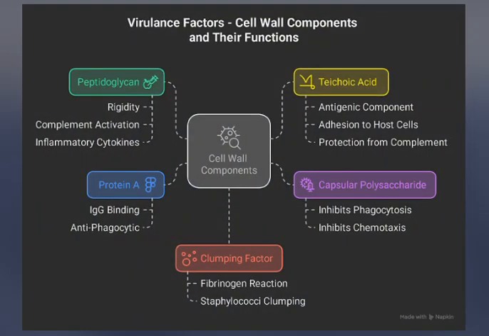The cell wall of Staphylococcus plays a big role in its ability to cause disease. It has peptidoglycan, which gives rigidity and activates immune responses. Teichoic acid helps it stick to host cells and protects against immune attacks. Protein A binds antibodies to avoid being engulfed by immune cells. The capsule and clumping factor also help the bacteria resist immune defenses and clump together, which is important for infection development.